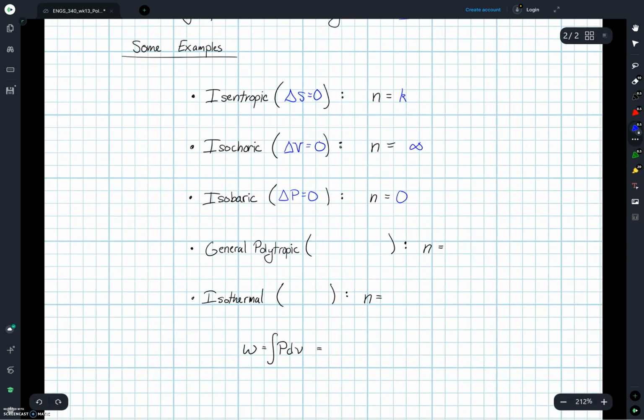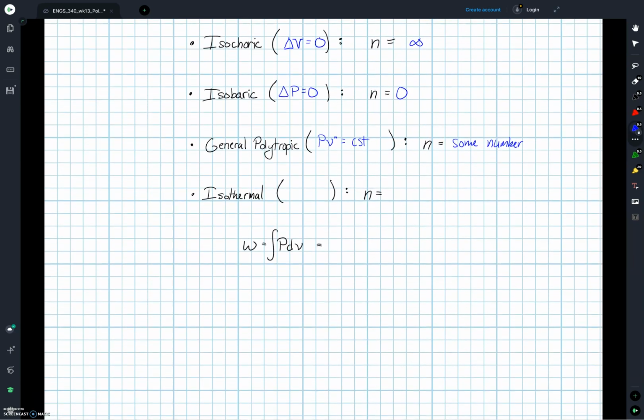A general polytropic is just one where P V to the n is a constant. n is some number. And we can actually use general polytropics to model a lot of different processes. So instead of an ideal system, we could actually use this to model real systems in certain conditions. We would solve it and do our calculations very similar to what we would do if n equals k, or if any of these other processes are happening, right? We just need to know what is the exact process, what's the pathway that we happen to be taking.